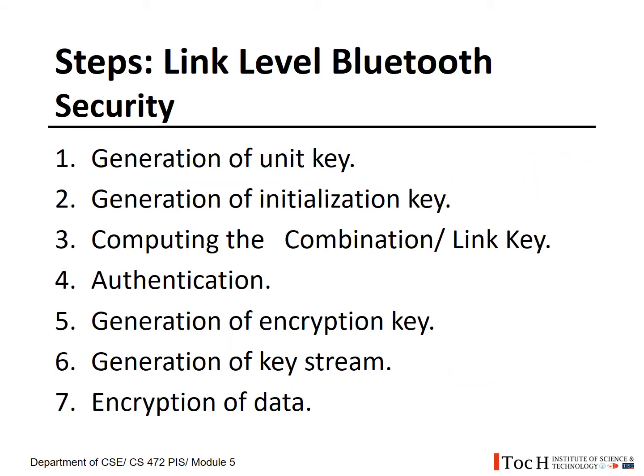Next, you can see the various steps for generating the link key, which provides link level Bluetooth security. The first step is the generation of the unit key. The second step is the generation of the initialization key. The third step computes the link key or a combination key. As the fourth step, you can see how authentication is done using the link key. And then the generation of the encryption key, generation of the key stream, and finally how data can be encrypted using this key stream.